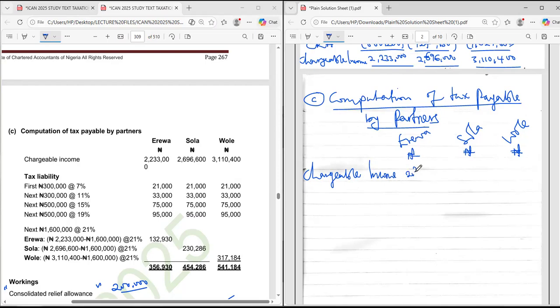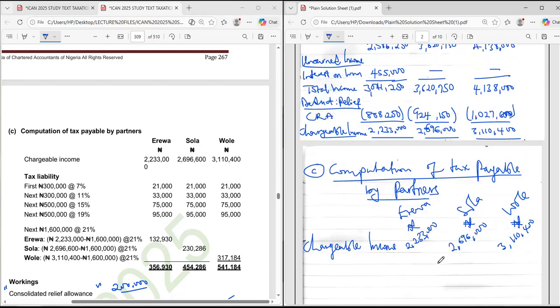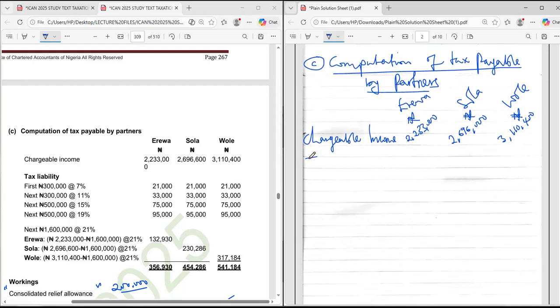So we have 2,233,000, 2,696,000, and then 3,110,400. Just copy every chargeable income here and bring it down. Now let's tax. I told you that we don't tax the partnership, we tax the partner using our normal tax table, our tax liability table. The first 300,000 at how many percent? 7%. You check at the back of your question paper, you see this table there.